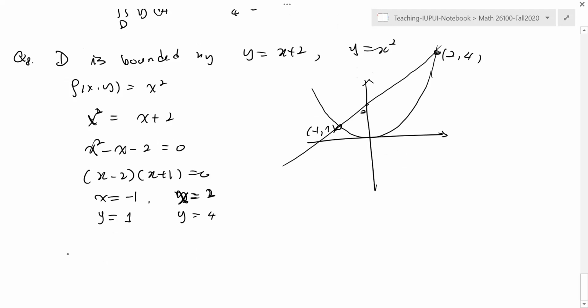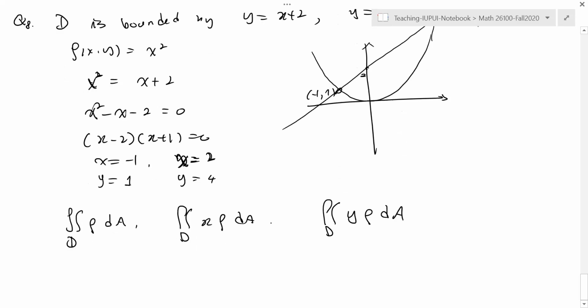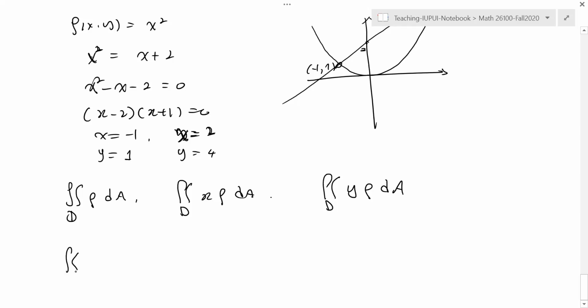All right, so you have to evaluate the 3 integrals. One is this, the other one is this one, right? And this is going to be y rho dA. So let's do the first one. Then the first one is going to be x squared dA.